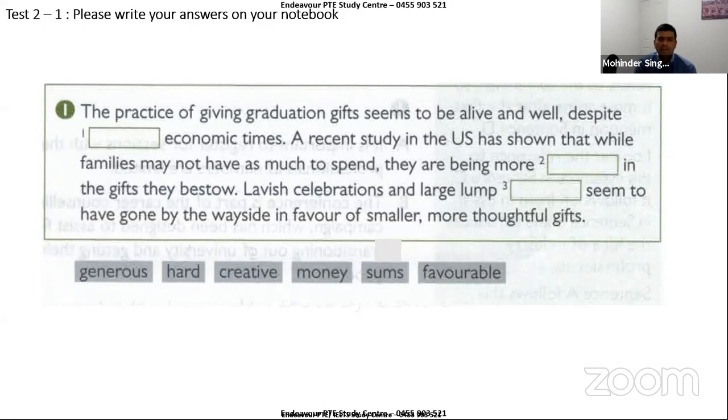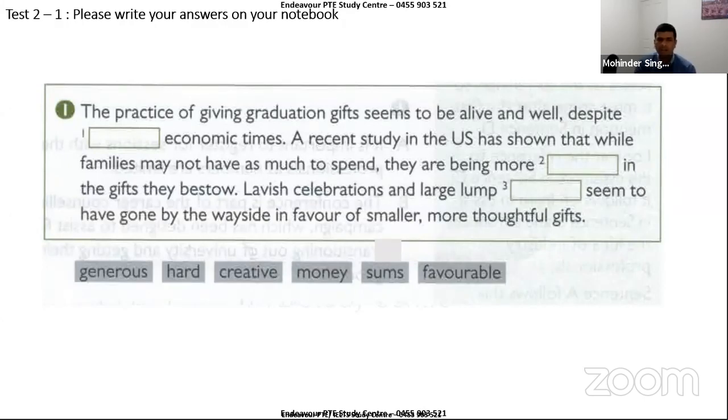Now, lavish celebrations and large lump sums. Not large money. Is there any large money? Not large money. Large lump sum. Lump sum is a common way. So I've given him a lump sum. Lump sum means in total. I corrected that already. Seem to have gone by the wayside.